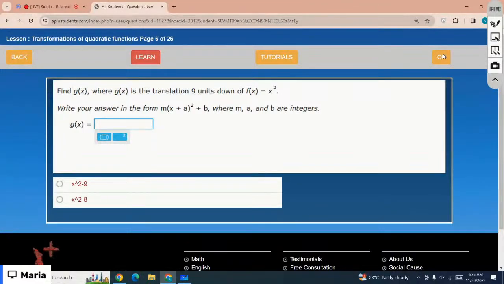Find g of x, where g of x is the translation 9 units down of f of x equals x square. So which is the correct option? That is 9 units down, so that would be x square minus 9. Option number 1 is the correct option.